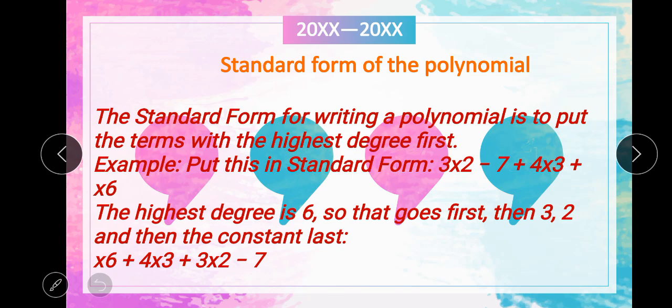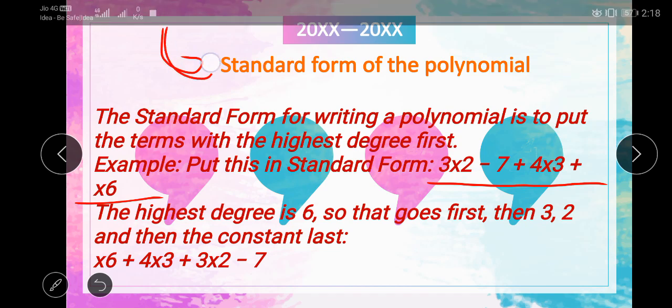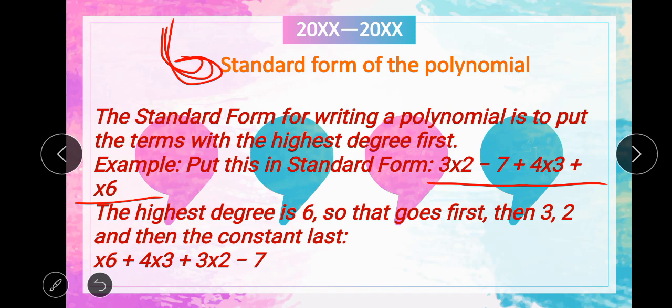Now let us see an example. If you have to put an expression in standard form, as on your screen, 3x square minus 7 plus 4x cube plus x to the power 6. Here the degree of the polynomial is 6, being the highest exponent of the variable. Put it first, then the next lower degree and the next lower degree, and hence we get the standard form x to the power 6 plus 4x cube plus 3x square minus 7.